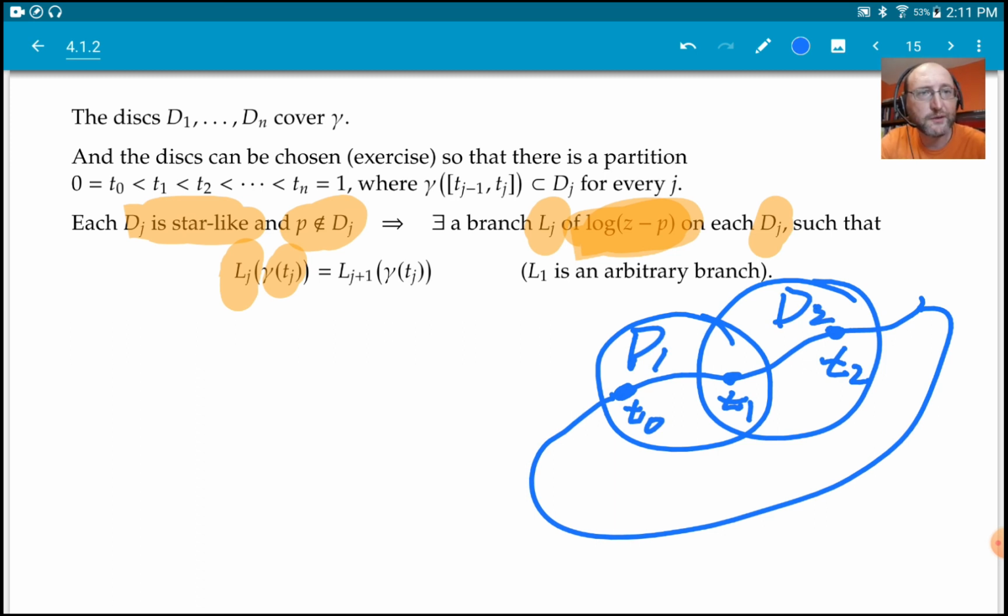What I want is to choose the branches so that at this point the branch on D1 has the same value as the branch on D2. I can always do that by picking the right branch; I can make them equal at one point. So I'm going to do that at the point where gamma is at t1, and so on. I can keep doing that. You start with an arbitrary branch, so we don't really care what L1 is. You just pick L1 to be arbitrary, and then you pick all the other L_j's based on that.